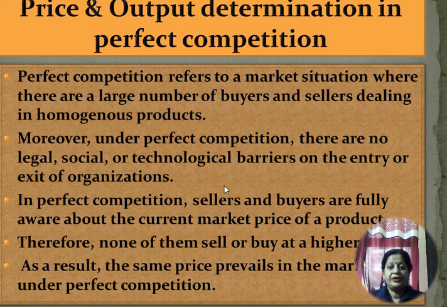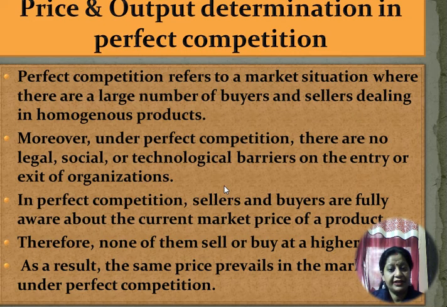Price and output determination in perfect competition. Suppose the person is selling goods in the perfect market or perfect competition, then what are the things that he should take into consideration while deciding the price and output in that market situation? Perfect competition refers to a market situation where there are a large number of buyers and sellers dealing in a homogeneous product. Homogeneous product means the same products.